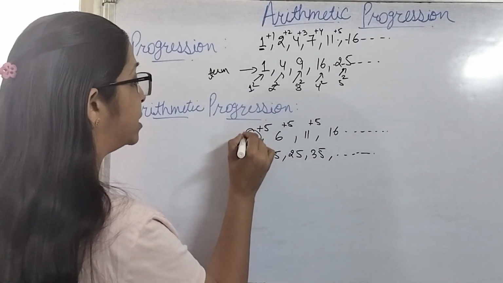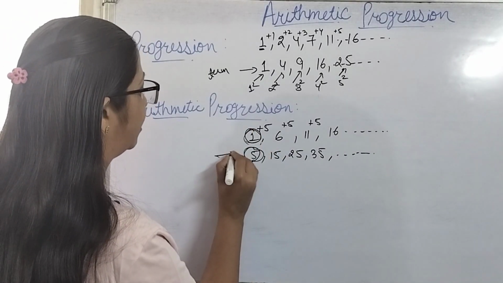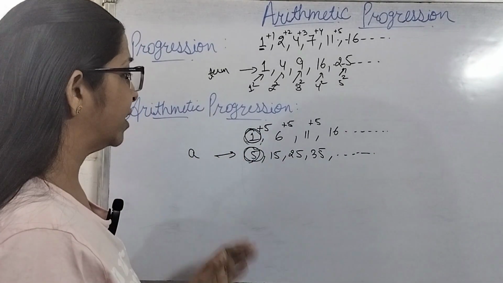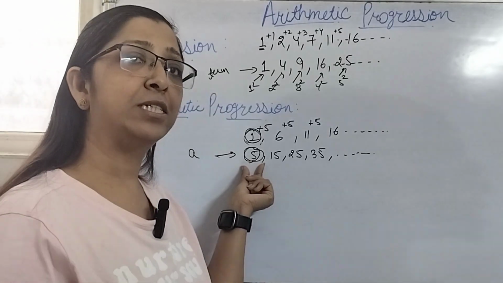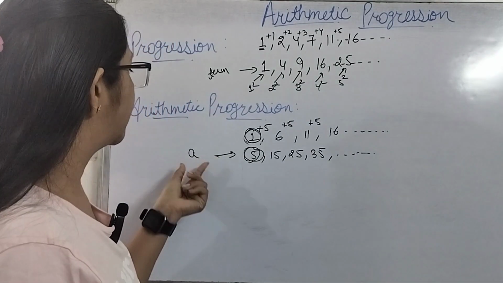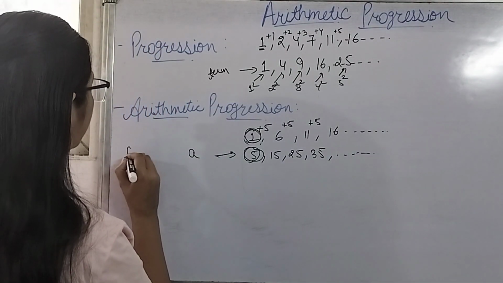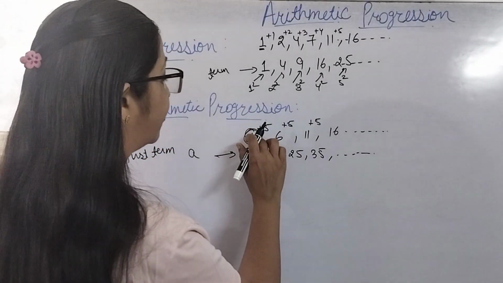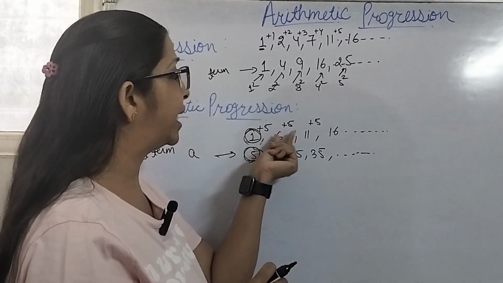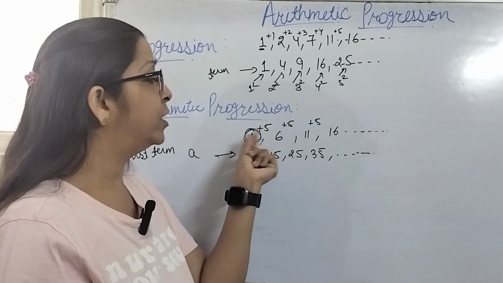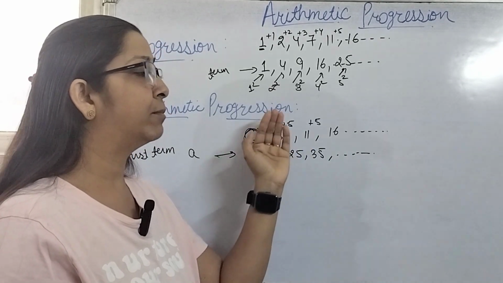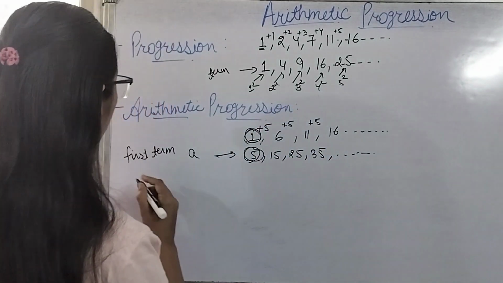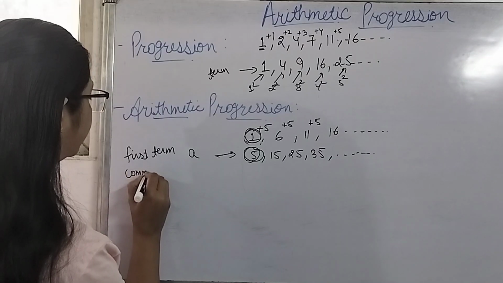So the first term is denoted by small a. Whatsoever the first term of the sequence is, that is denoted by small a. It is your first term. And the difference, the fixed number which we are adding to the previous number to get the next number, is known as the common difference.